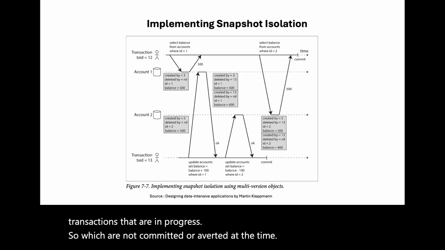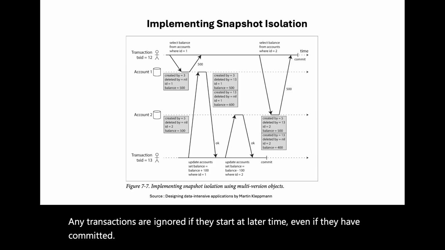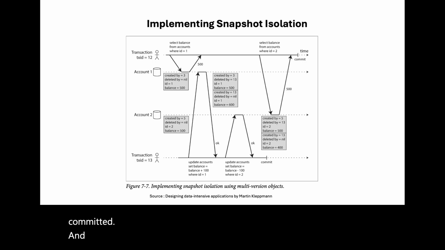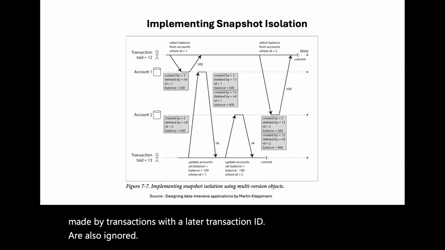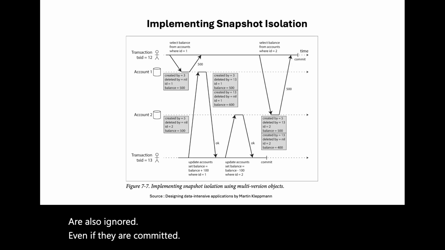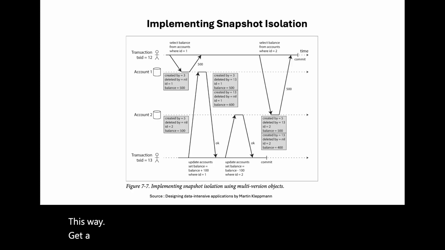Any of those transactions are ignored, and any transactions are ignored if they start at a later time, even if they have committed. Any writes made by aborted transactions are ignored, and any writes made by transactions with a later transaction ID are also ignored, even if they are committed. All the other writes are visible for the application's queries. This way, you will get a consistent snapshot whenever you want to read.